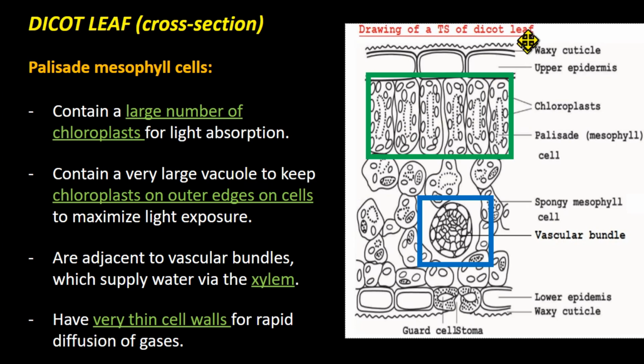Sunlight is going to penetrate the transparent upper epidermis and come to the palisade mesophyll. So these cells contain very large vacuoles to keep chloroplasts on the outer edges of the cells to maximize light exposure. They're very adjacent to vascular bundles, and these would contain xylem that would enable water to flow from the veins to the palisade mesophyll. And these cells also have very thin cell walls that facilitate rapid diffusion of gases, in this case intake of carbon dioxide and letting out of oxygen.